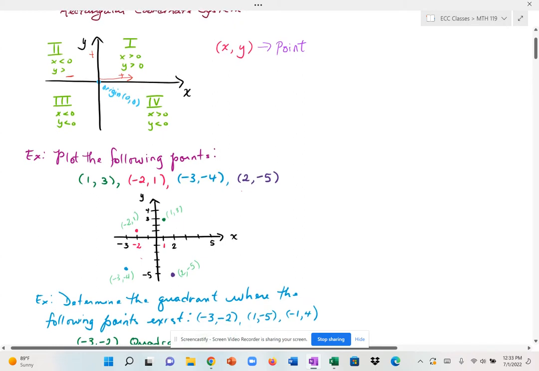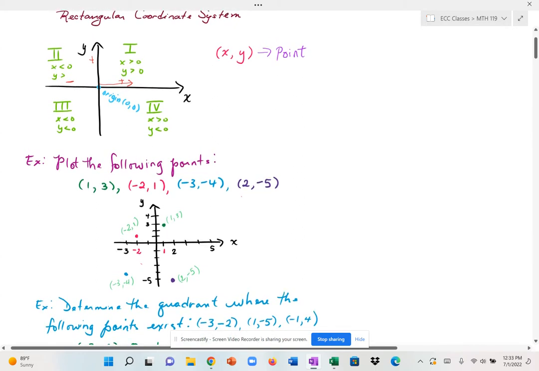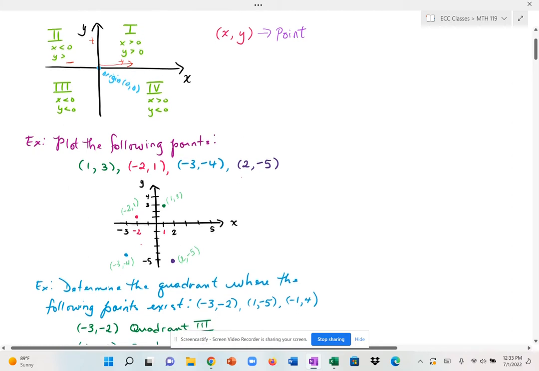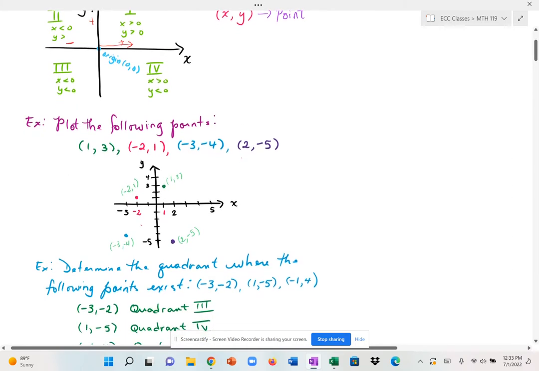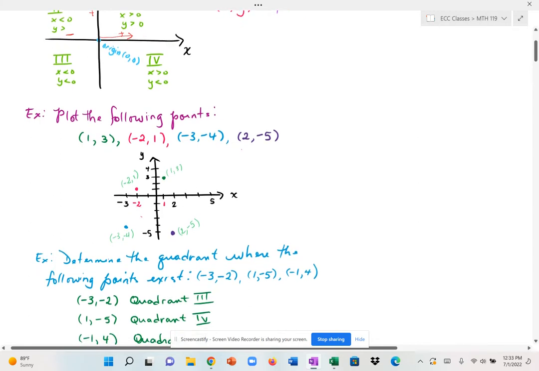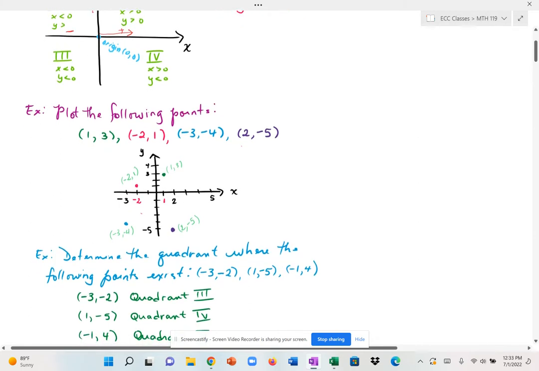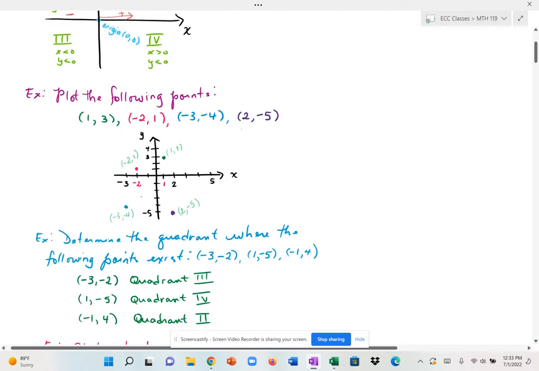So here we need to determine which quadrant each of the following points are in. So negative 3, negative 2, that means you've gone 3 to the left and 2 down. Negative 3, negative 2 is in quadrant 3. Positive 1, negative 5, that means you've gone 1 to the right and 5 down. That is in quadrant 4. Negative 1, positive 4, that means you've gone 1 to the left and 4 up. That would be in quadrant 2. So this is your quadrant 2.